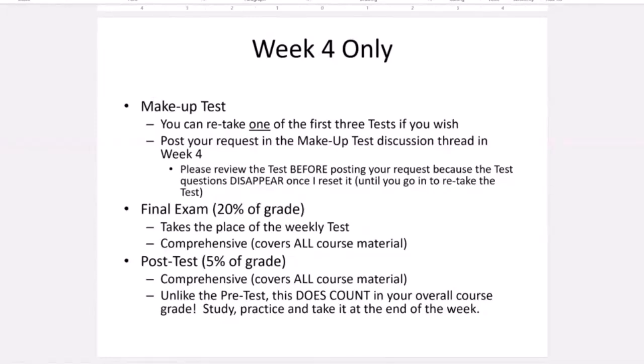Okay, in week 4, if you retake any of the tests, you take the higher score? It's not the higher score, it's the last score. You'll be able to see what your mistakes were.